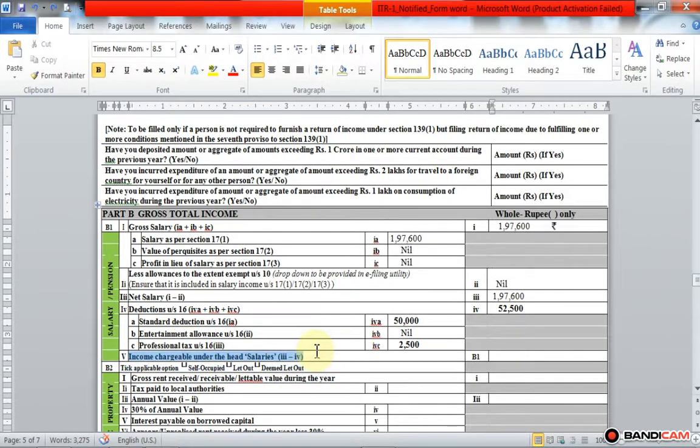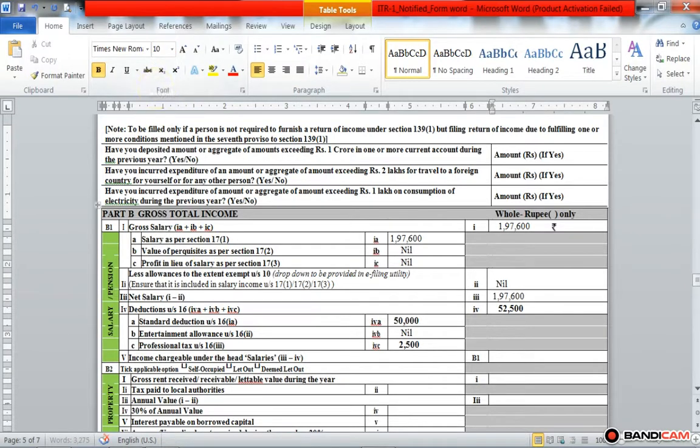Fifth point in B1 part. Here the amount is 1 lakh 45,000. Here 1,45,100 is the income chargeable to the tax. Got it? So here we fill the information relating to the salary income, salary income.